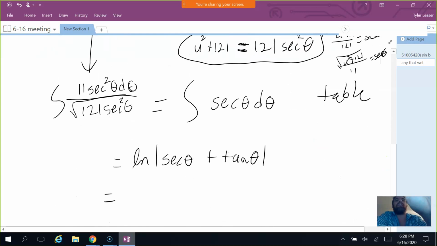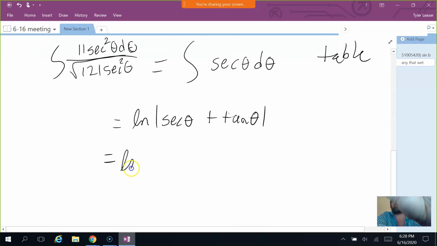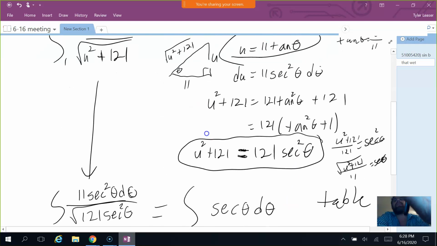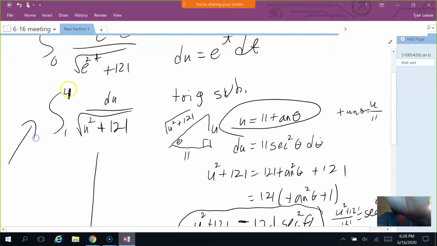So let's go back into our thing now. Now, re-substituting everything back out. We still have the natural log. Secant, we just said, was the square root of u squared plus 121 all over 11. And then tangent was u over 11. Now that I'm back in terms of u, now I can go back and look at the limits. So remember, the limits in terms of u was going from 1 to 4.